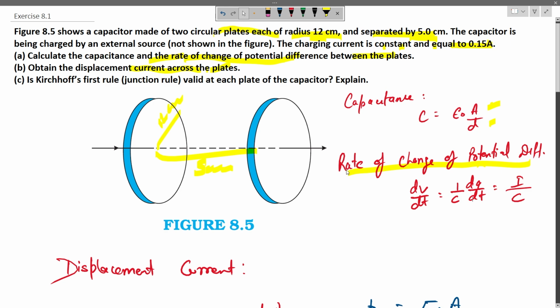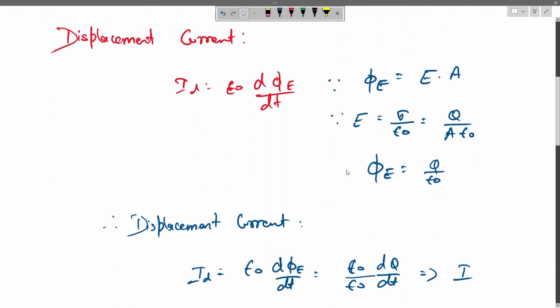Now let's find the expression for displacement current. We know that displacement current is defined as epsilon naught d phi E by dt, the rate of change of flux, and flux is defined as E dot A, the dot product of electric field and the area vector. Now E is defined as sigma by epsilon naught, where sigma is the charge density of the plate, so we can write it as Q by A. If we find the flux, then A gets cancelled out, and the flux would be Q by epsilon naught.